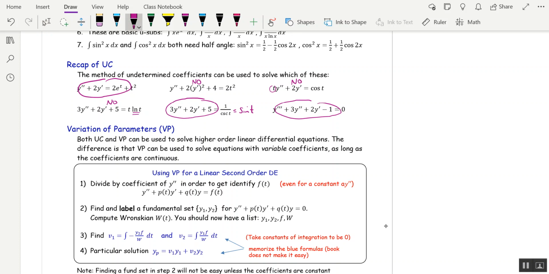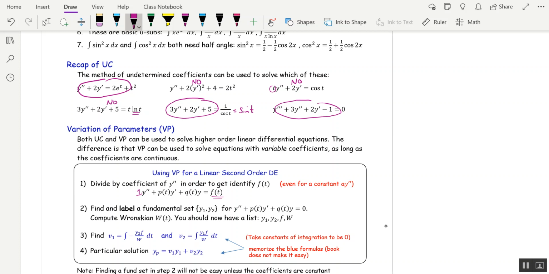Step 1, make sure you have a monic differential equation, meaning the coefficient of y double prime has to be 1. Even if it's a constant, you need to do that. And that's step 1 because that's going to determine what f of t is. So f of t will depend on the fact that this coefficient is 1.